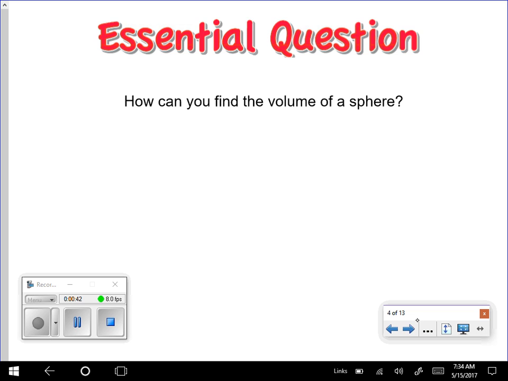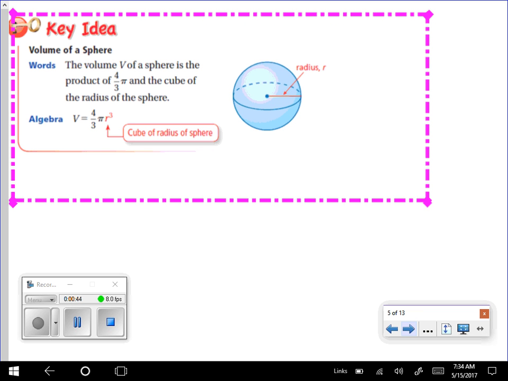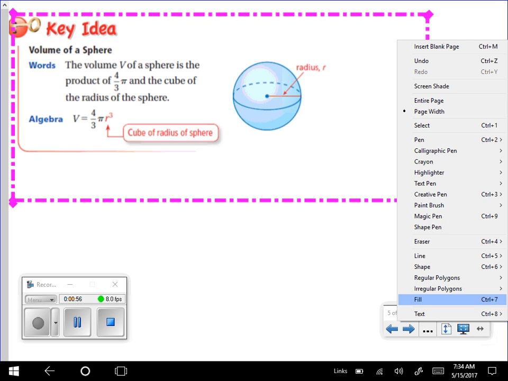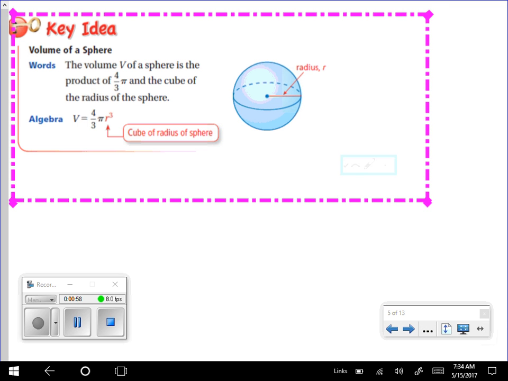This is probably your most important slide of the day. The key idea is the actual volume formula for a sphere. So volume equals 4/3 pi r cubed. And another way you could possibly write that is 4 times pi r cubed over 3. Okay, so obviously your r is your radius of the sphere.